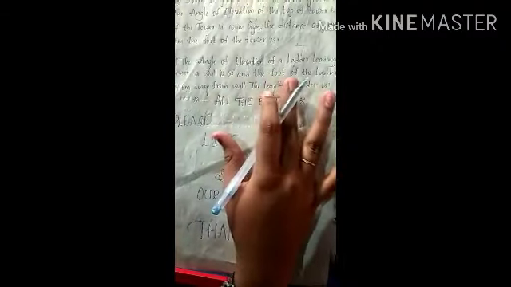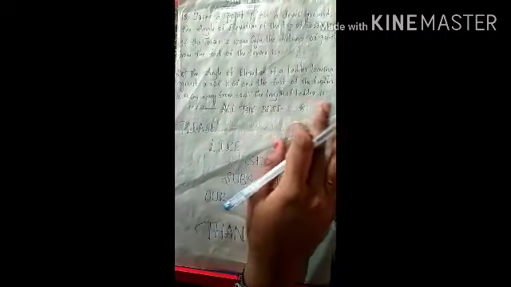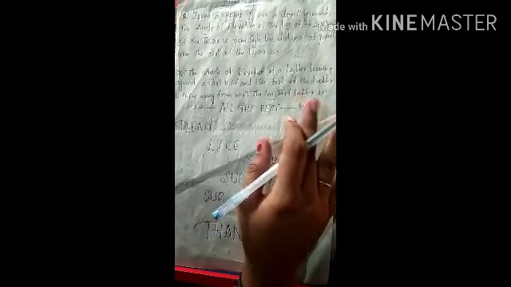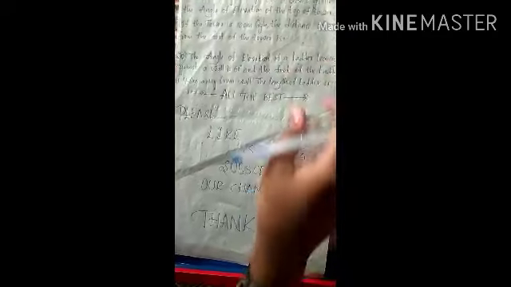Next one. The angle of elevation of a ladder leaning against a wall is 60 degrees, the foot of the ladder is 4.6 meters away from the wall, and the length of the ladder is? They are asking us to find the length of the ladder. Okay friends, try these problems.